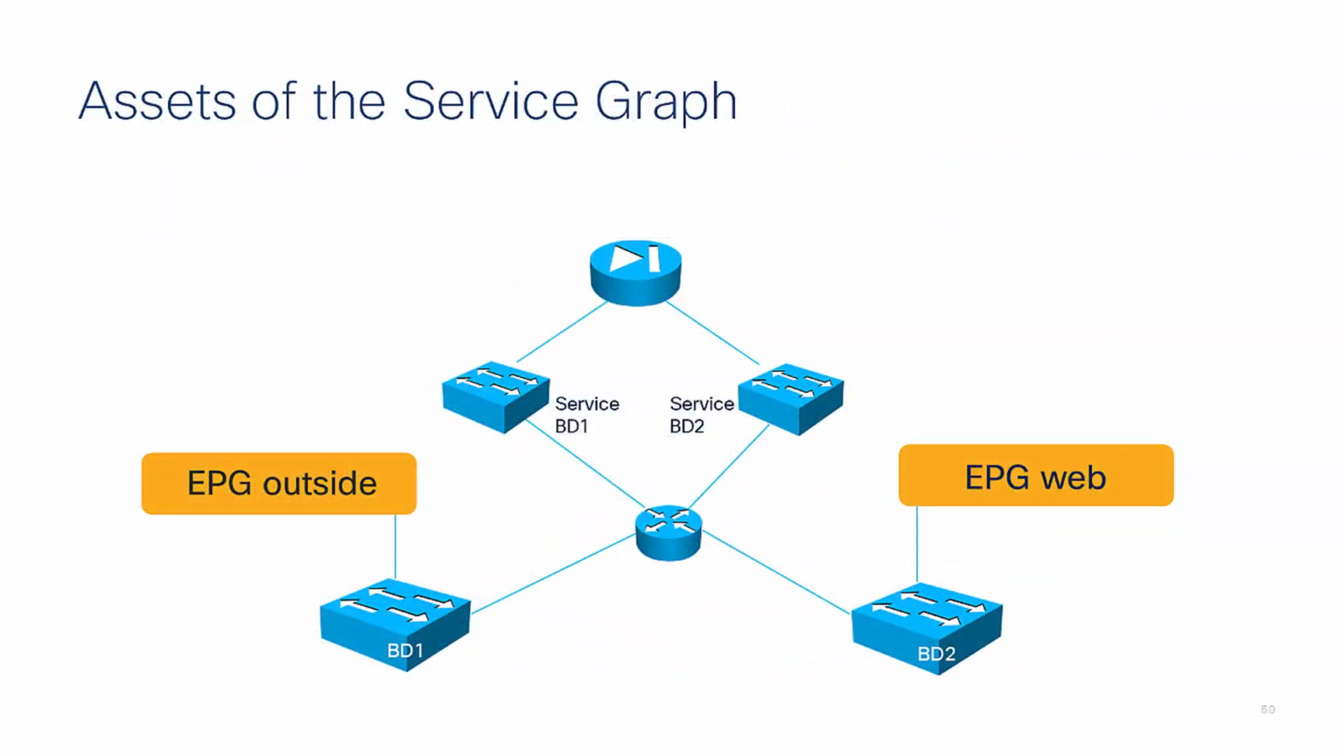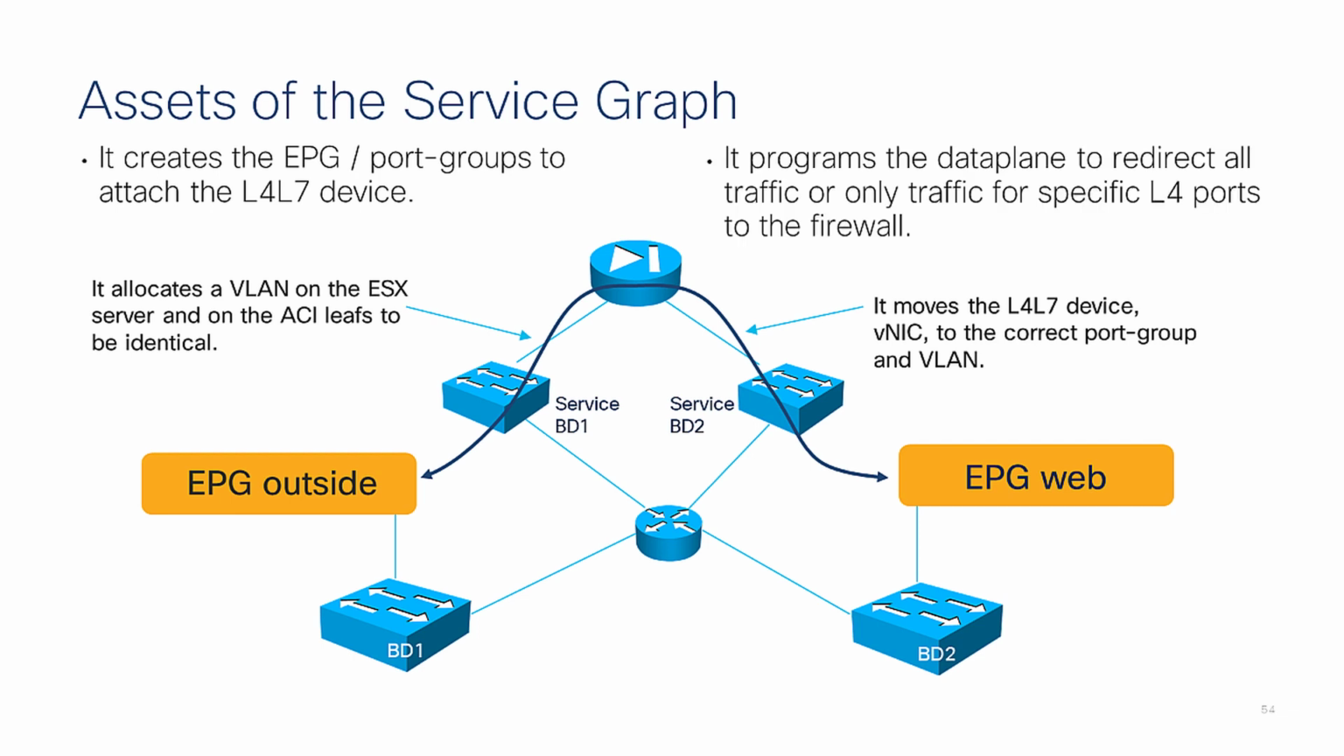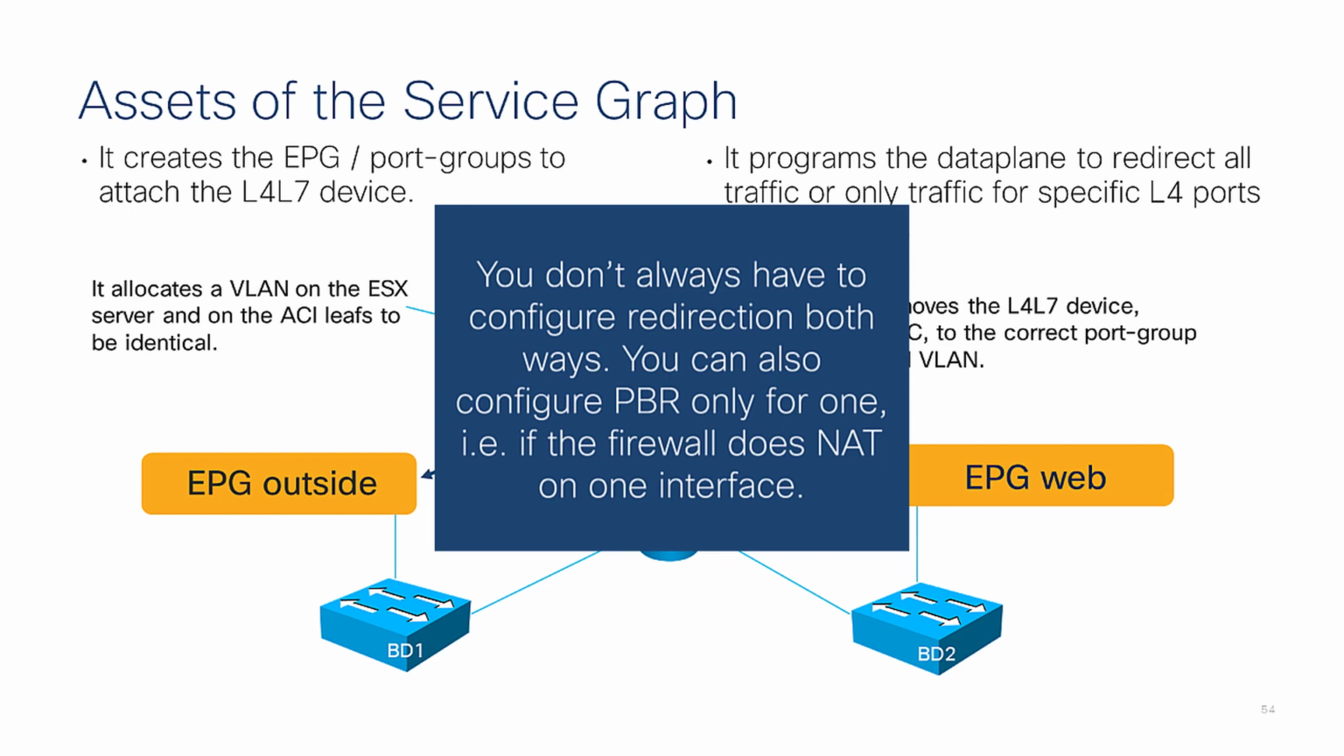And so this is what ACI is going to do. It's going to create port groups to attach the firewall device interfaces. It's going to move the vNICs to the correct port groups. It's going to match the VLANs, and it's going to program the policy CAM with the outside and inside EPGs so as to perform the redirection. Now, you don't have to always configure redirection for both directions, for both interfaces of the firewall. You could also have PBR just for one interface, because, for instance, if the firewall does not need it on one interface, you need PBR only on the other interface.